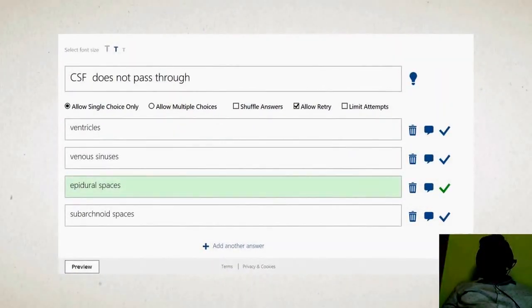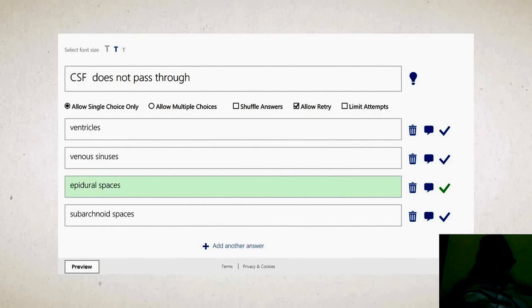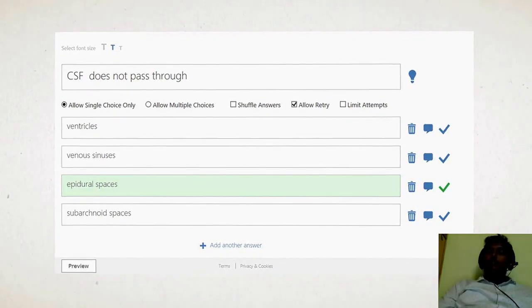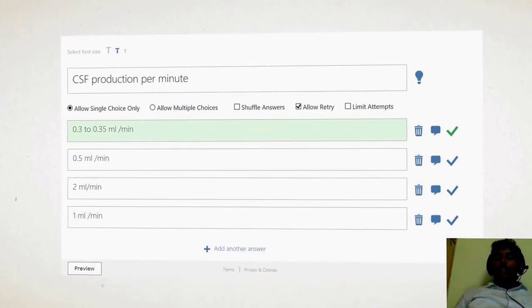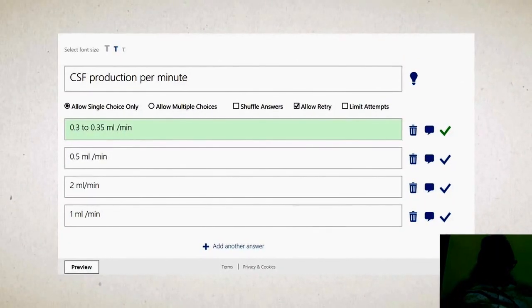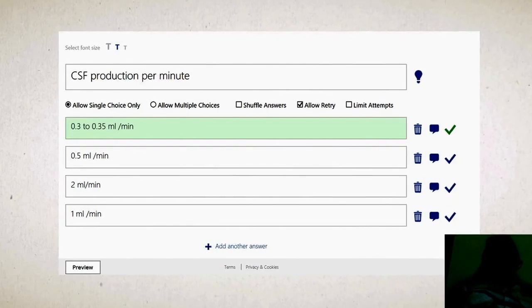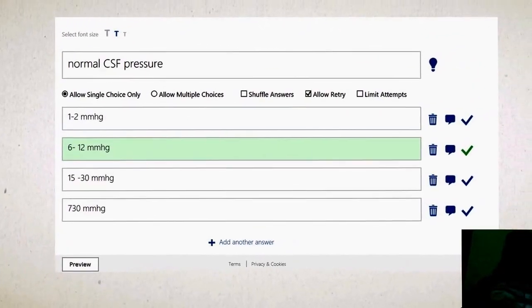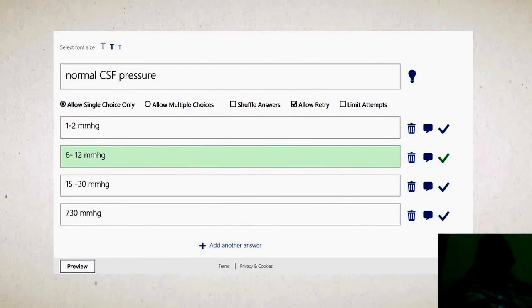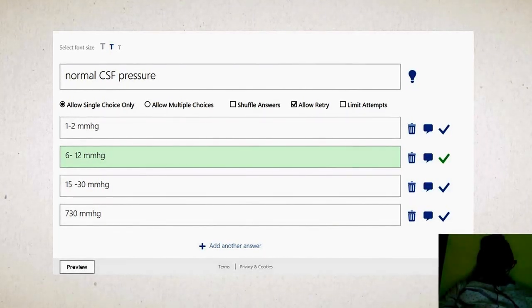CSF does not pass through: ventricles, venous sinuses, epidural spaces, subarachnoid spaces. It passes through the ventricles, the venous sinuses, and the subarachnoid spaces, but it doesn't pass through the epidural space. CSF production per minute would be: 0.3 to 0.35 ml per minute, 0.5 ml per minute, 2 ml per minute, 1 ml per minute. These are the basic facts that we should remember: 0.3 to 0.35 ml per minute. Normal CSF pressure would be: 1 to 2 mm of mercury, 6 to 12 mm of mercury, 15 to 30 mm of mercury, 730 mm of mercury. As I said previously, it is 6 to 12 mm of mercury.